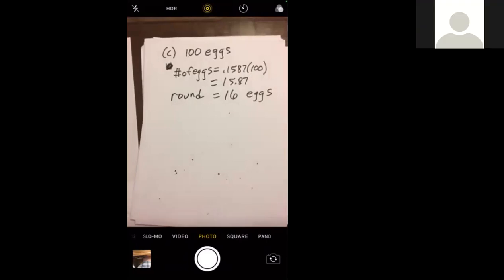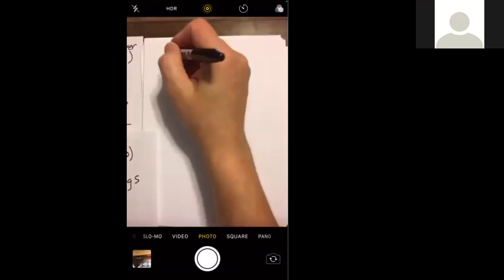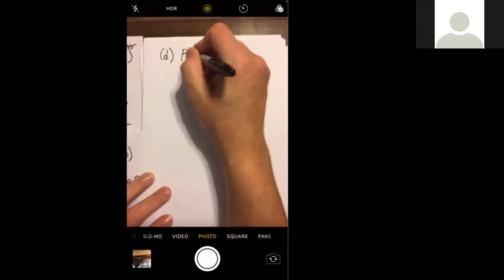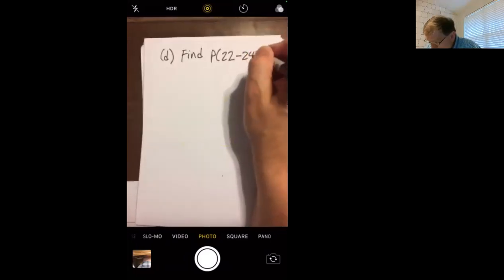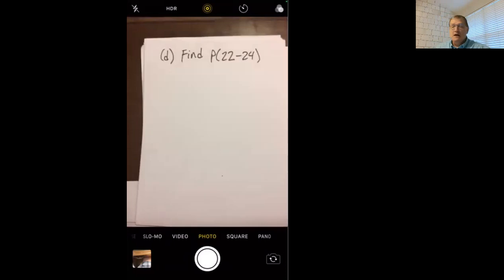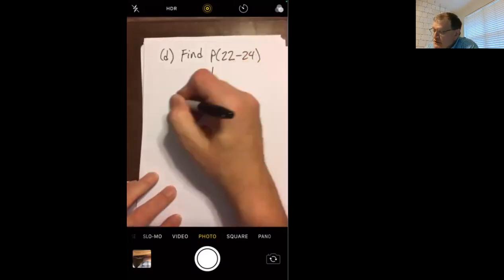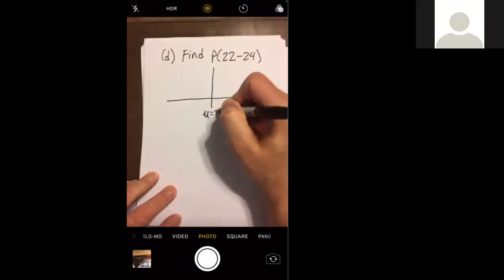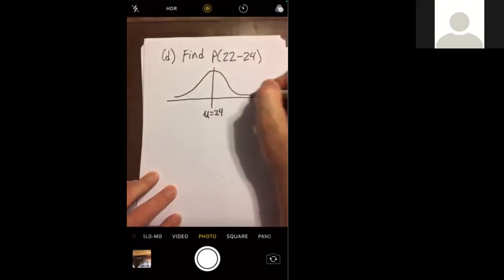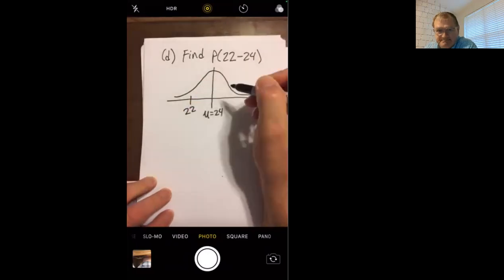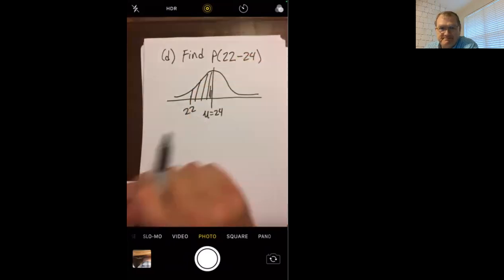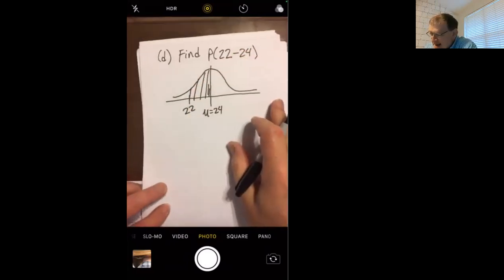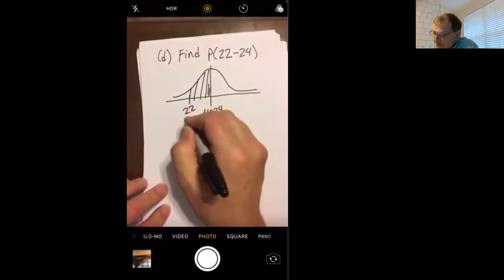D says find and interpret the probability that a randomly selected fertilized egg hatches between 22 and 24 days. All righty. So remember, the mean was 24. 22 is this side. So 22 to 24 is this sliver right here. We need the Z number for 22.